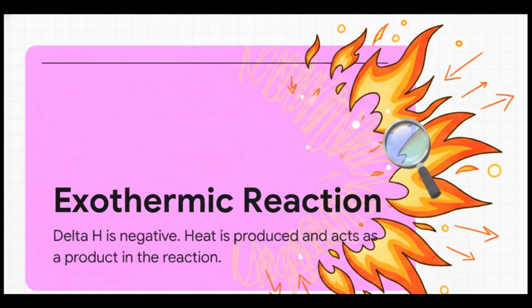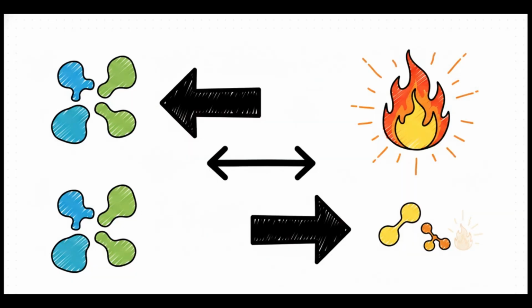The absolute easiest way to visualize this, and to never ever get confused on a test, is to imagine heat essentially acting as a product. The reaction happens and boom, it spits out heat into the environment right alongside the chemical products. By mentally treating heat as a product, the equilibrium shift becomes totally logical.